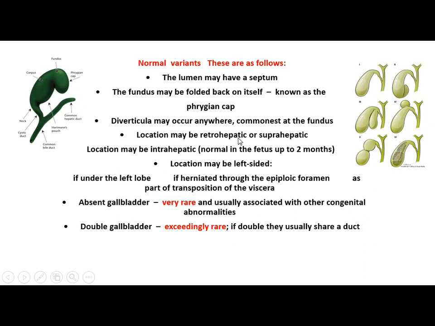The location may be retrohepatic or suprahepatic. The location may be intrahepatic, which is normal in the fetus up to 2 months. The location may be left-sided. If it's left-sided, it may be under the left lobe or herniated through the epiploic foramen as part of transposition of the viscera. Absence of the gallbladder is very rare, and double gallbladder is exceedingly rare, but if double, they will share a common cystic duct.